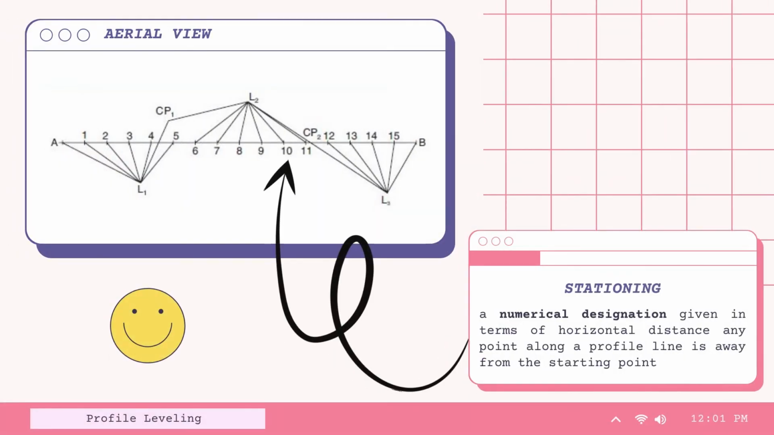In profile leveling, we also have stationing, a numerical designation given in terms of horizontal distance of any point along a profile line away from the starting point. In the figure, the distance of the horizontal line AB is divided into 15 stations, where point A is the starting point and point B is the ending point.